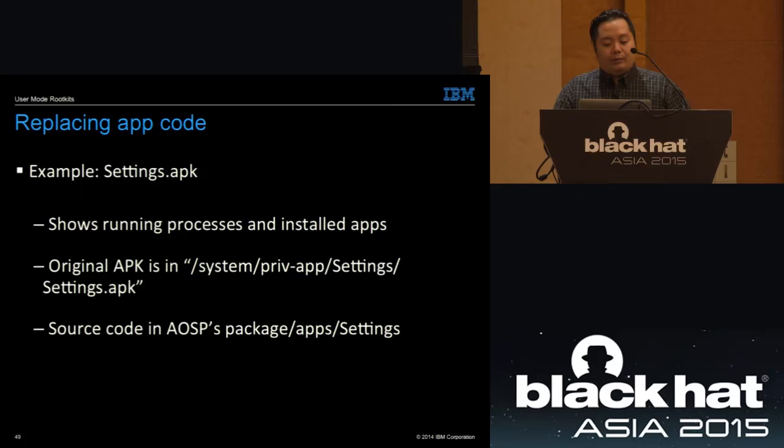Okay, so let's look at an example of replacing app code. In this example, we are going to replace the code in the Settings APK. You can usually find it on your Android device. It's installed by default. It shows the running processes and installed apps, among other information. And you can find the original APK in the system partition in priv-app/Settings.apk. The source code for this can also be found in AOSP in the packages/apps/Settings folder.